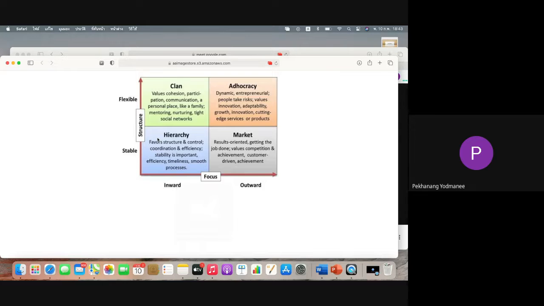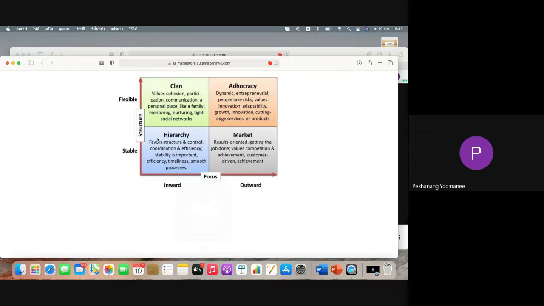This type of culture is well suited for startup companies, companies in industries undergoing constant change, and companies in mature industries that are in need of innovation for enhanced growth. Okay, guys, in the picture, it is a dynamic system matched with entrepreneurial people who take risks and value innovation, adaptability, growth, and cutting-edge services or products.